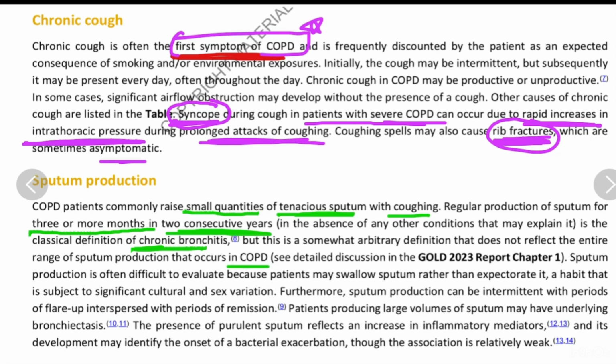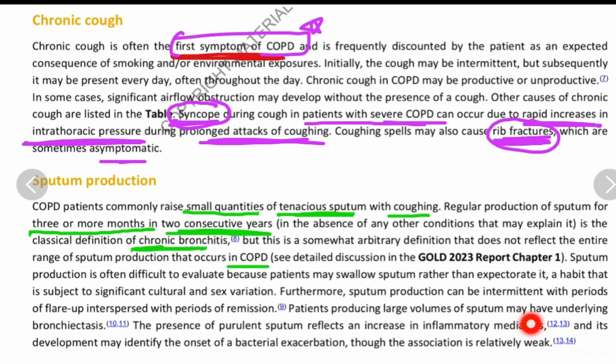Sputum production is often difficult to evaluate because patients may swallow the sputum rather than expectorate it. This used to be a habit in these patients, a habit that is subject to significant culture or sex variation. Furthermore, sputum production can be intermittent, with periods of flare-up interspersed with periods of remission.